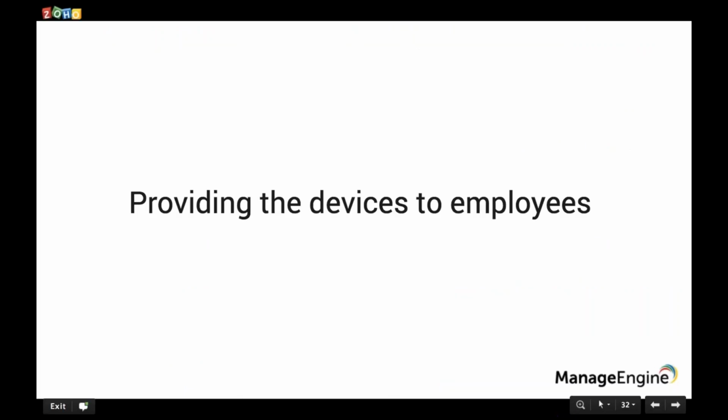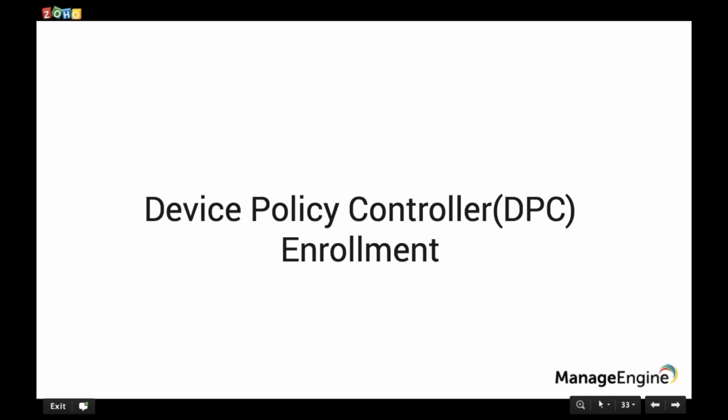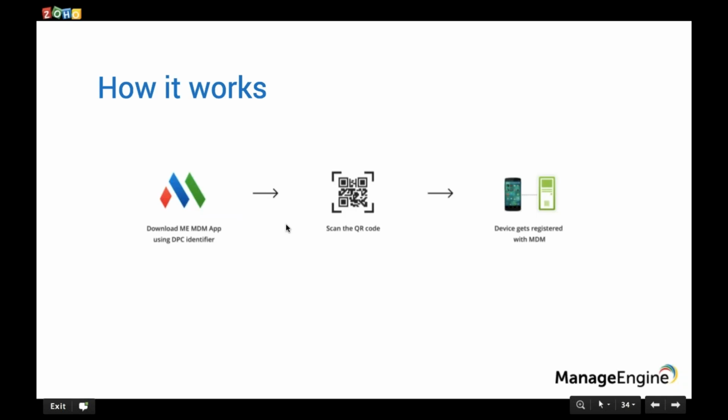So now that we have seen how to automate the enrollment process for iOS devices, we have an enrollment method known as the DPC enrollment for Android devices. When we are managing Android devices, the first thing that we have to do is to add the MEMDM app into the device and then manually enter the server details. So this enrollment method allows us to automate these steps. So let's see how it works.